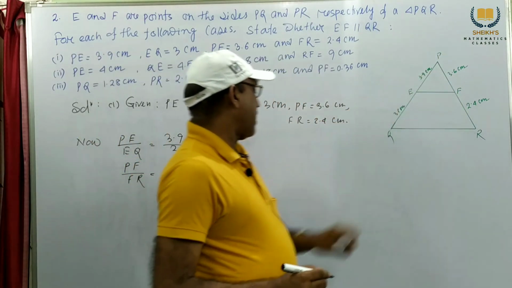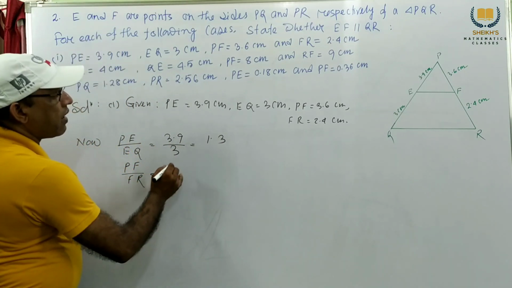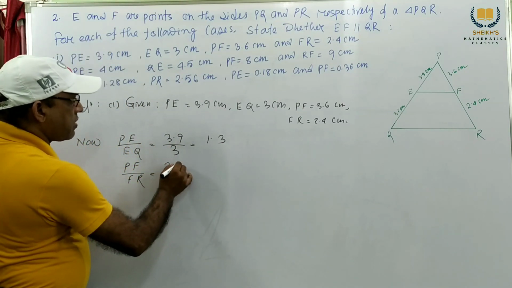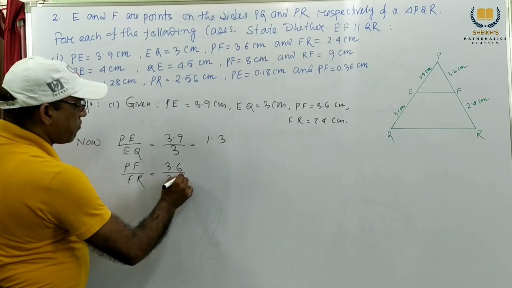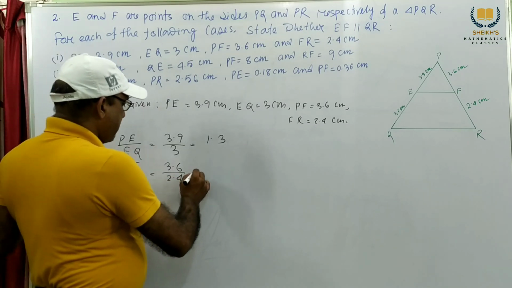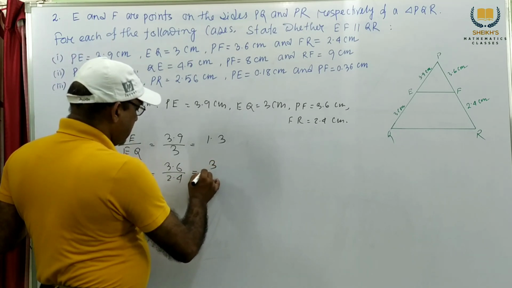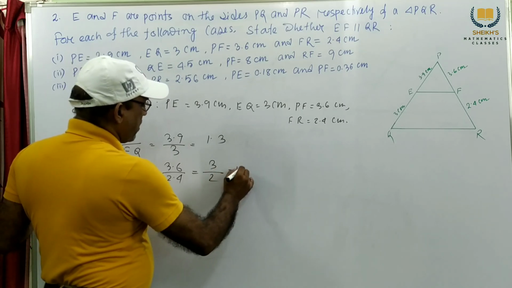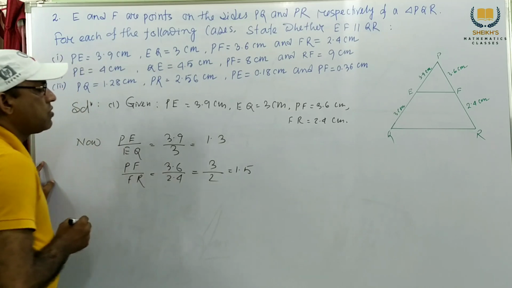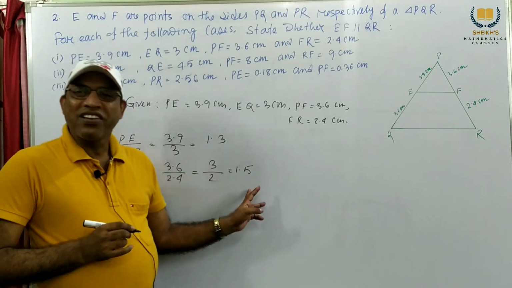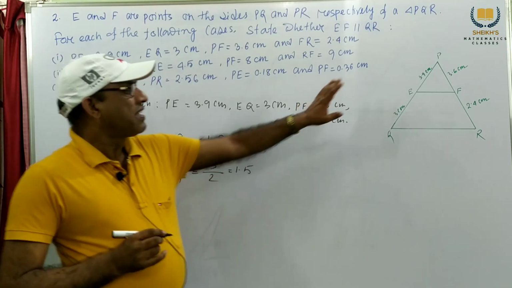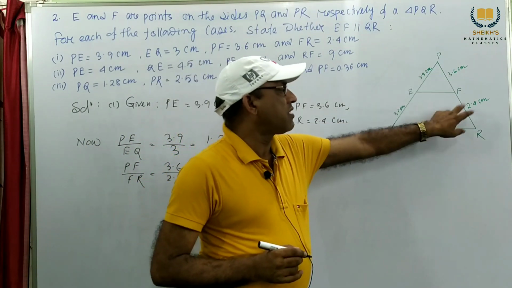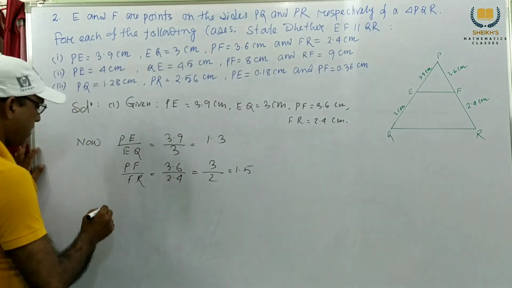PF by FR. So what do we get? This measurement is given as 3.6, this is 2.4. If we cancel by 12, 12 3s are 36, 12 2s are 24, this is 1.5. So obviously these two are not equal. If this by this is not equal to this by this, then they are not parallel.